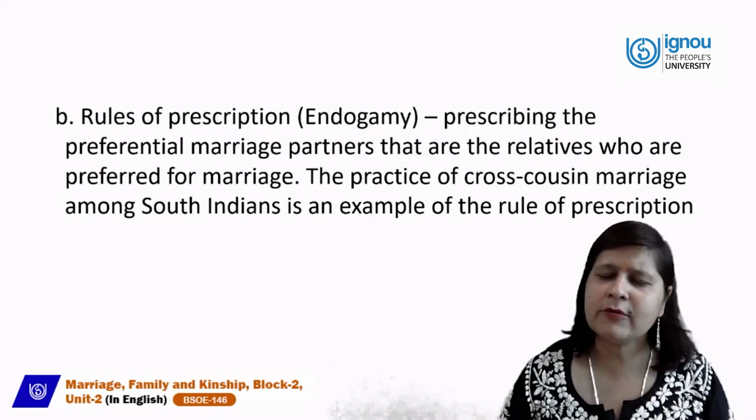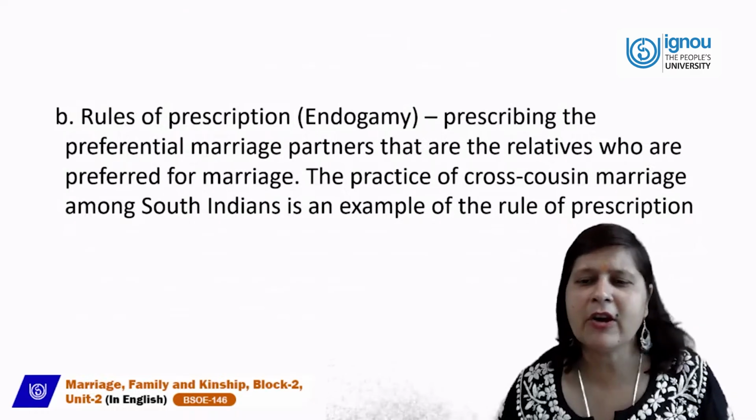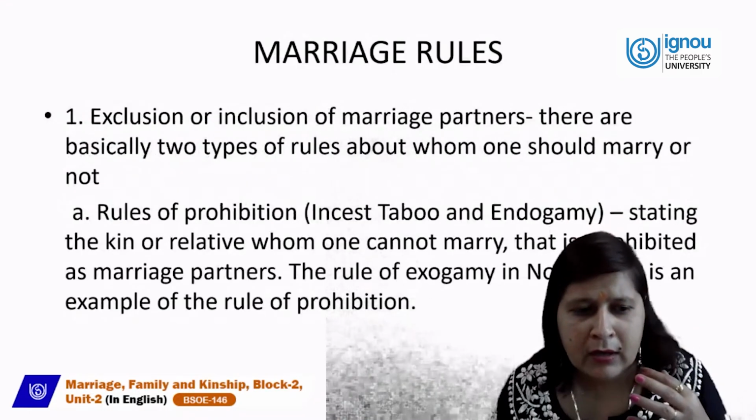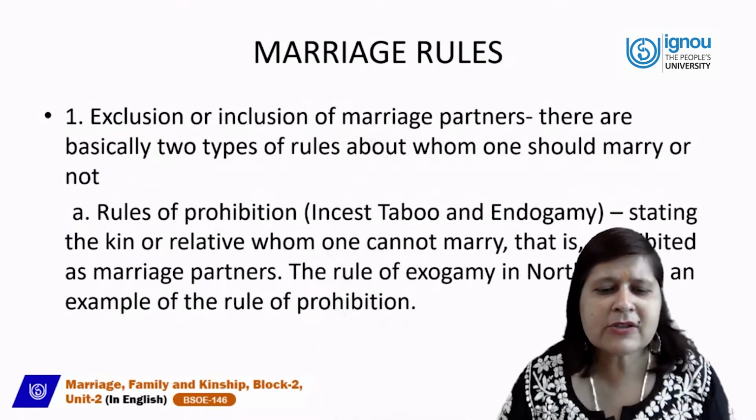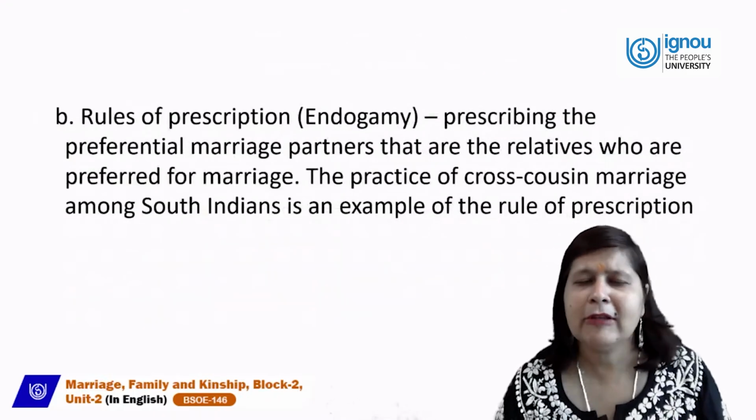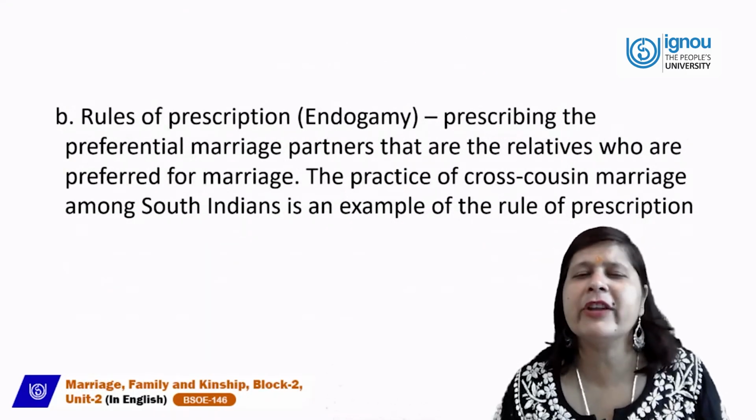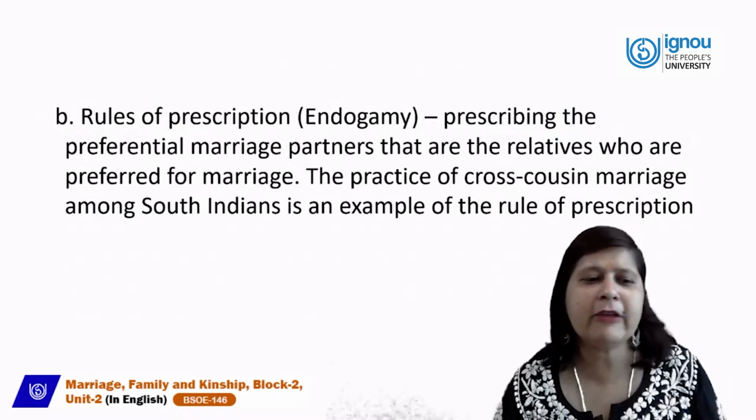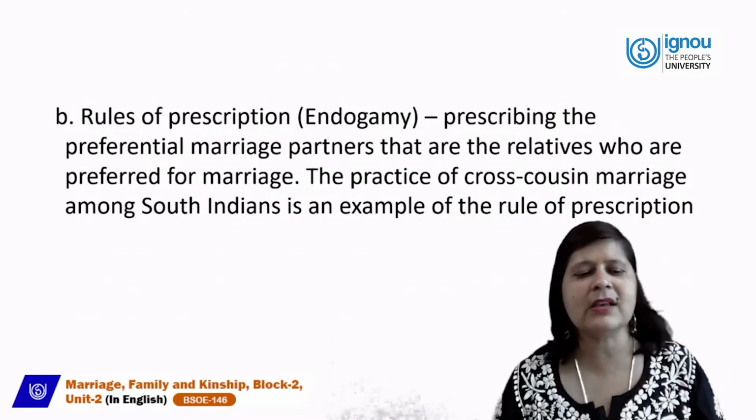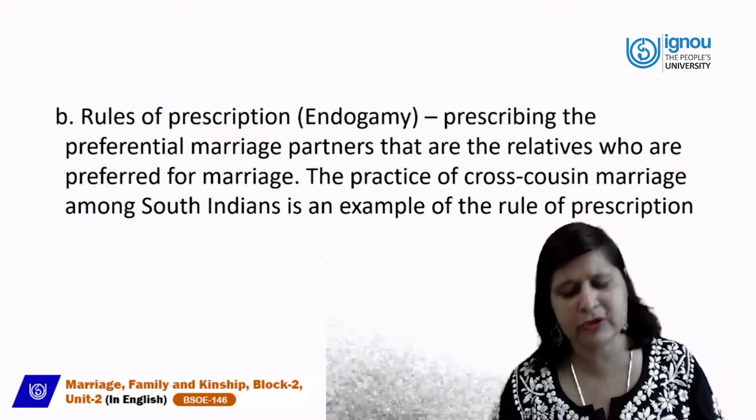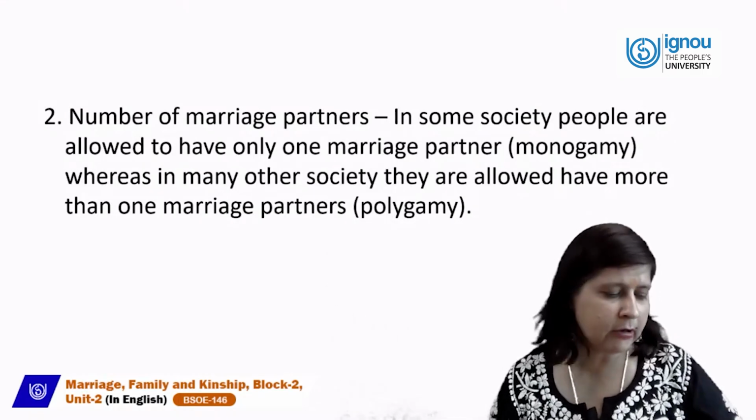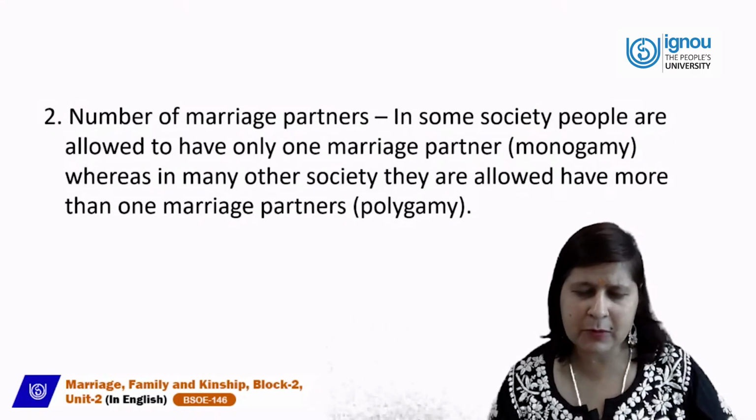There are rules that state whom one cannot marry. It states the kin or relatives whom one cannot marry, that is prohibited as a marriage partner, while the rule of prescription prescribes the preferential marriage partners, that are the relatives who are preferred for marriages. The practice of cross cousin marriages among the South Indians is an example of rules of prescription.